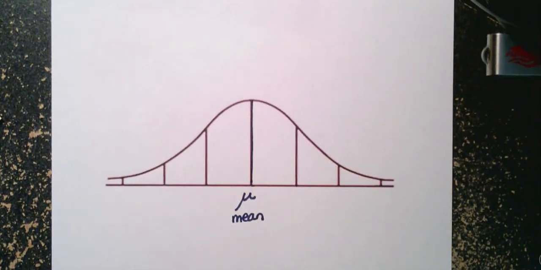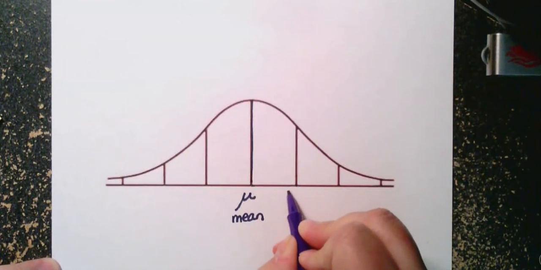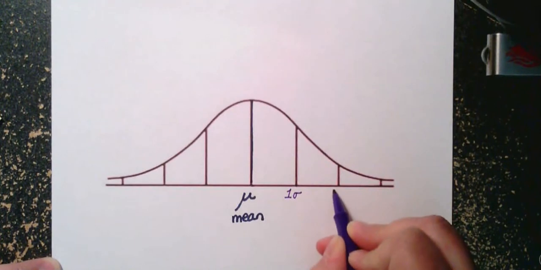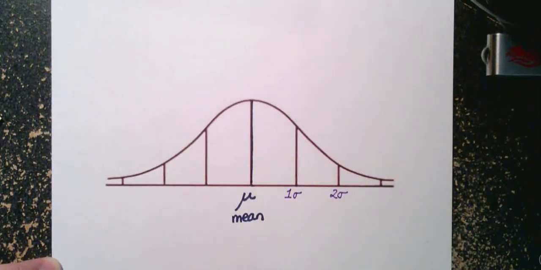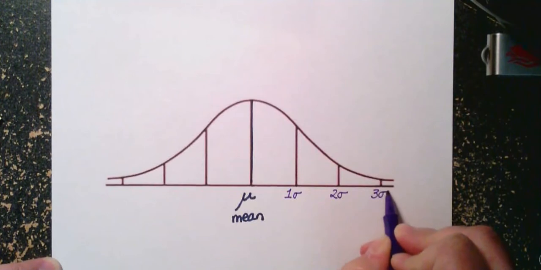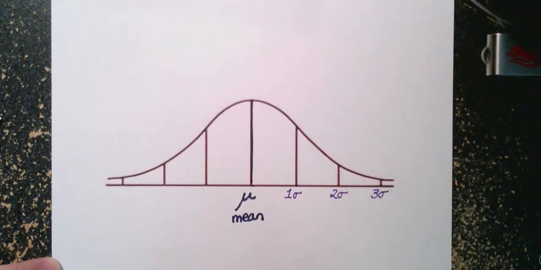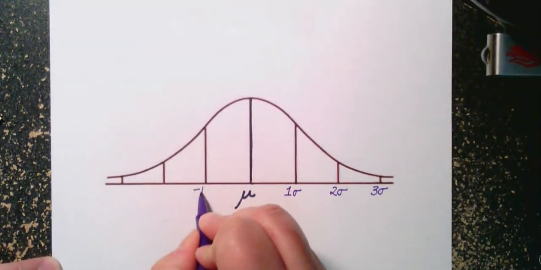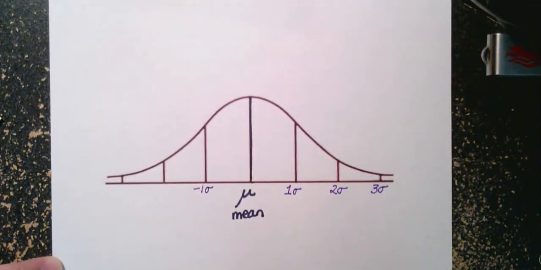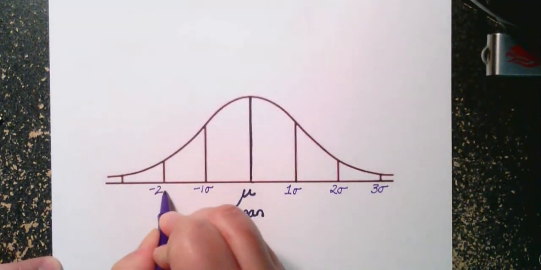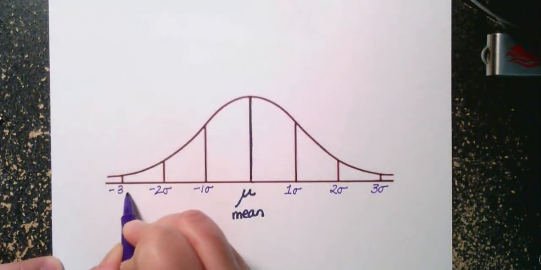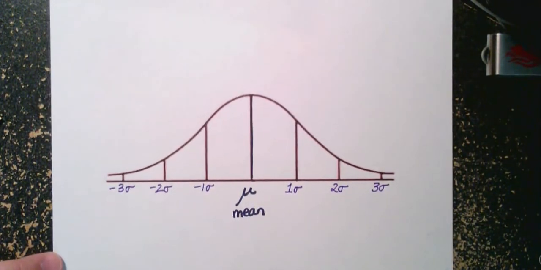So a lot of times when we draw our normal distribution curve, we also say this is 1 standard deviation above the mean. This is 2 standard deviations above the mean. This is 3 standard deviations above the mean. We label it like that. And going to the left of the mean means this is 1 below the mean. So we consider that -1 standard deviation, -2 standard deviations, or 2 standard deviations below the mean, and -3 standard deviations below the mean.